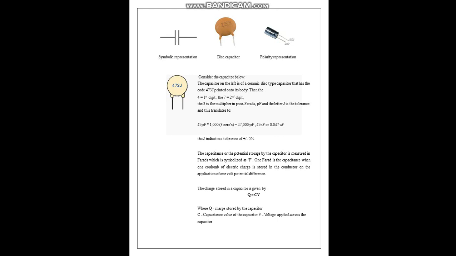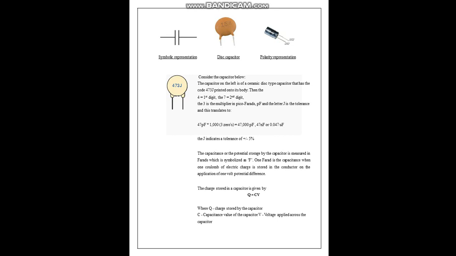Now the capacitor code. The capacitor on the left is a ceramic disc type capacitor. It has the code 473J printed on its body itself. 4 is the first digit, 7 is the second digit and 3 is the multiplier, in picofarads, PF. The letter J is the tolerance. So it is 47 with multiplier 10 to the 3 in PF, and the tolerance is plus or minus 5%.